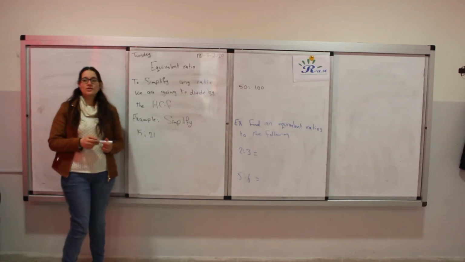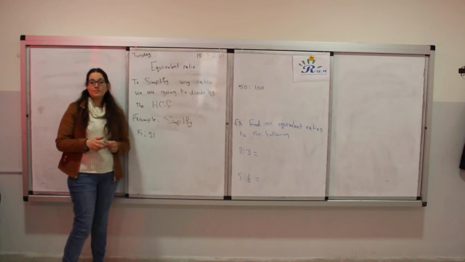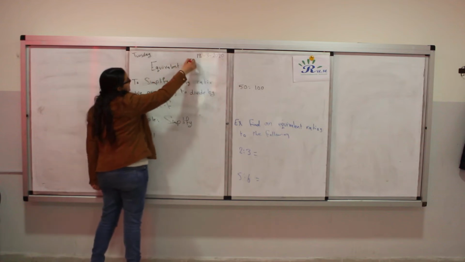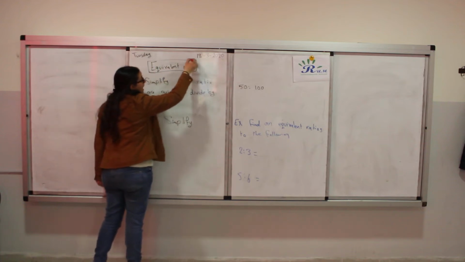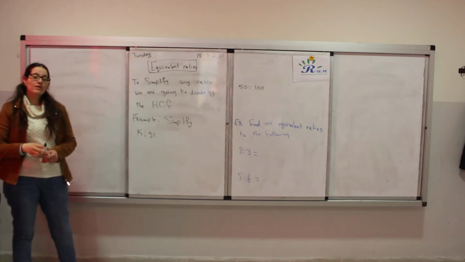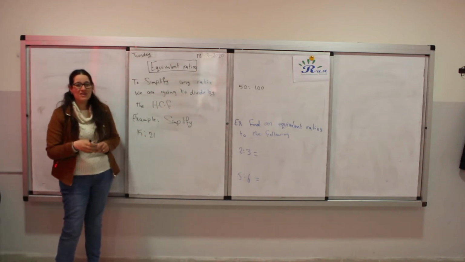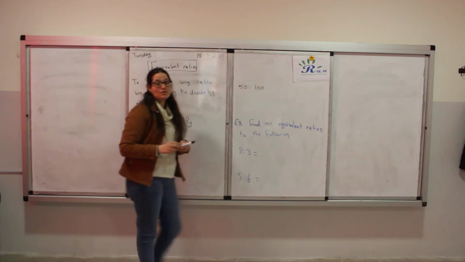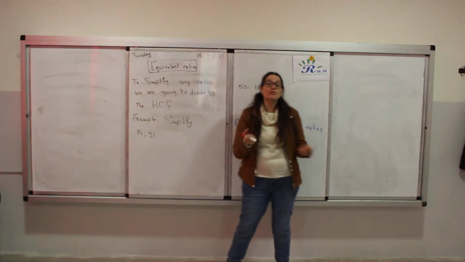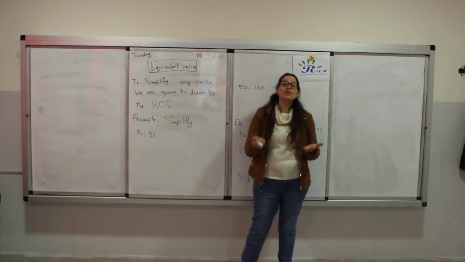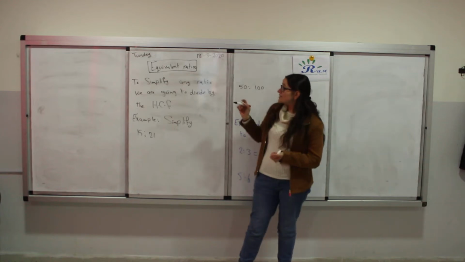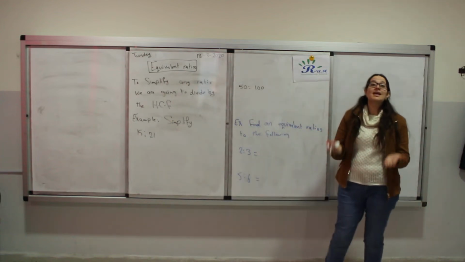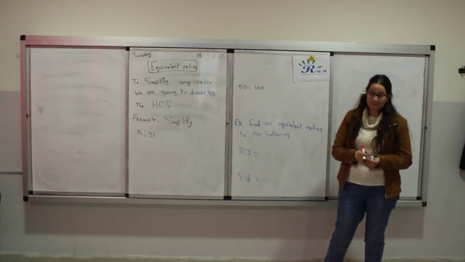Good morning. Today we are going to complete our chapter, which is related to ratios, with a new lesson, which is equivalent ratios. Actually, equivalent ratios are going to be very similar to equivalent fractions. In the chapter related to fractions, we said that equivalent means two fractions have the same value but different numerators and denominators. And this is the same here in ratios.